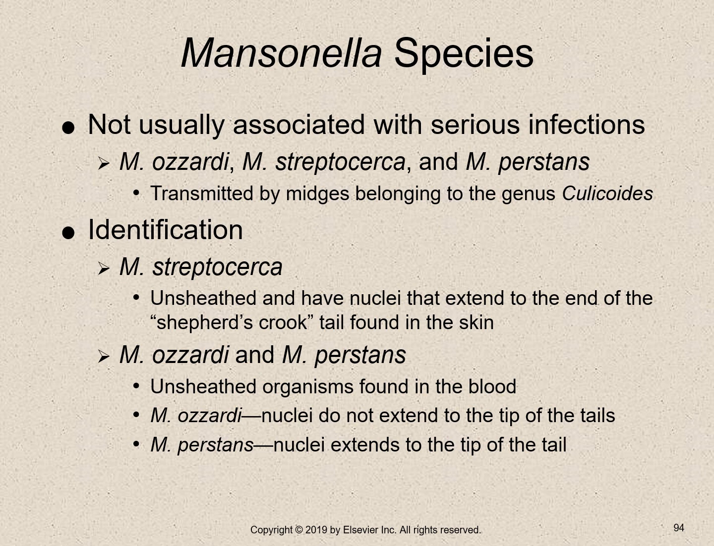Microfilariae of Mansonella ozzardi and perstans are found in blood and are unsheathed. Mansonella ozzardi microfilariae have tails with nuclei that don't extend to the tips, whereas the nuclei in the tail of Mansonella perstans microfilariae extend to the tip.